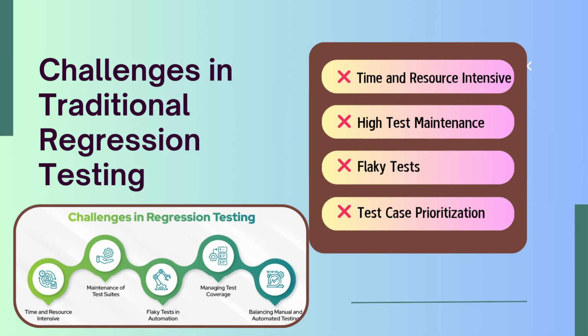So, challenges in traditional regression testing. First is time and resource intensive: running a full regression can take hours or days, or multiple regression cycles may be required. High test maintenance: frequent code changes require updating test scripts. Flaky tests fail intermittently due to UI changes or timing issues. Test case prioritization: it's hard to decide which tests are most critical in regression testing.